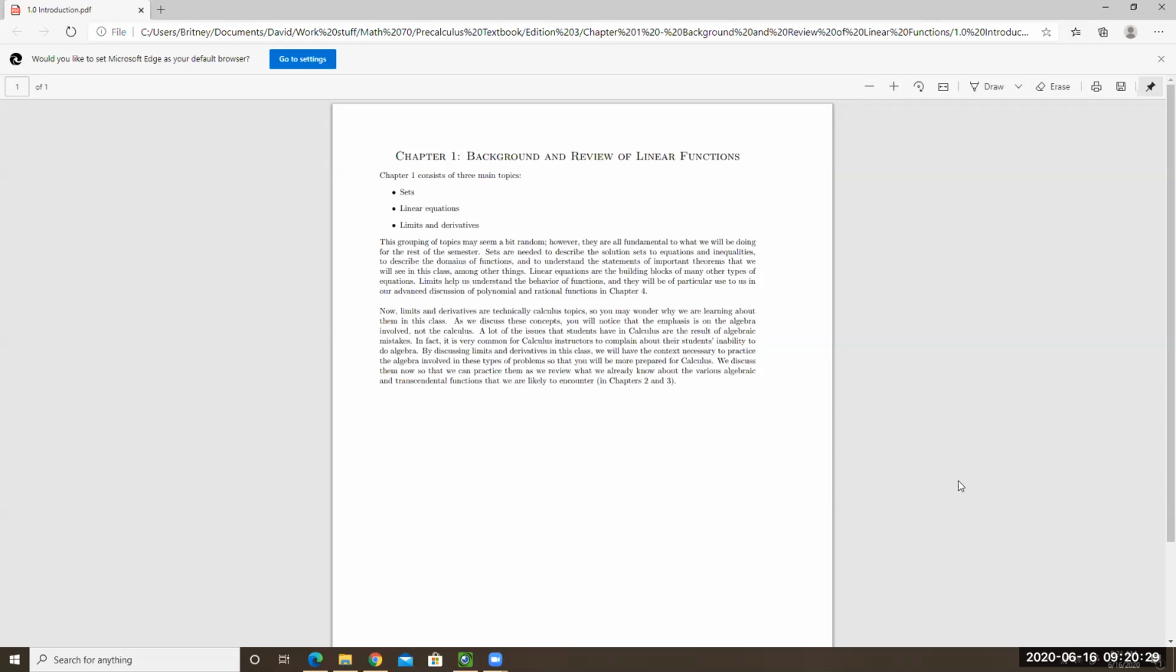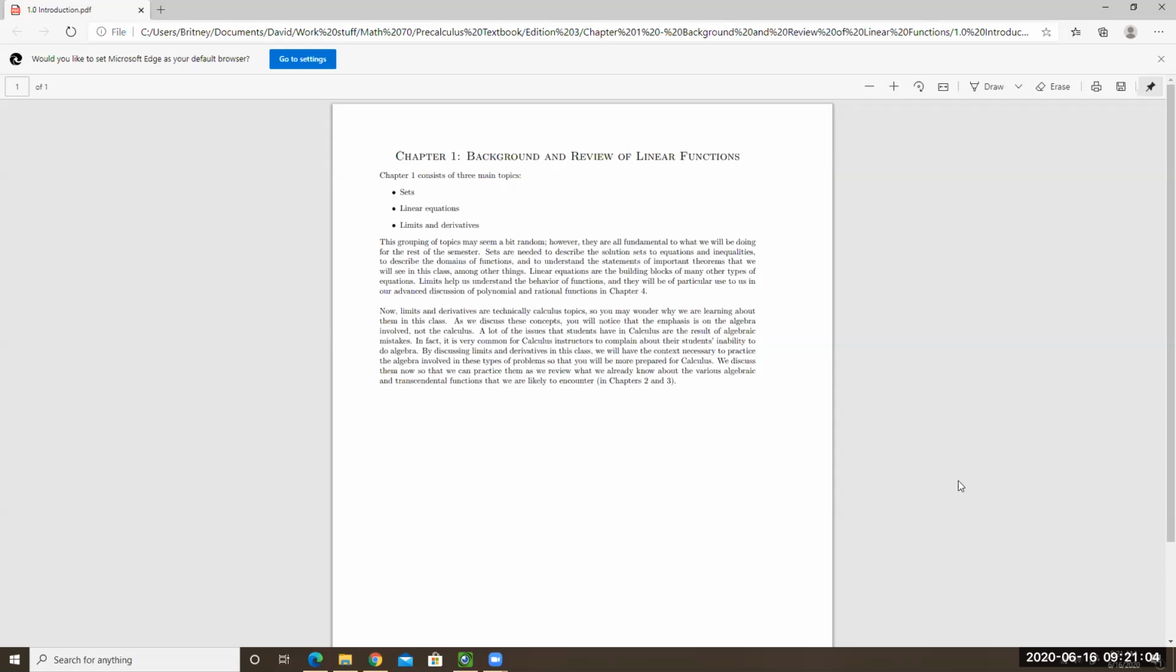That means exposing you to limits and derivatives right from the get-go, so that as we move through the rest of the course and we're reviewing different kinds of functions, we can talk about limits and derivatives as we go. Again, as far as limits and derivatives are concerned, I'm really not aiming for a deep conceptual understanding of those things. That's something that you would do in calculus. But what I do want you to know really well is the algebra behind those concepts. So that's going to be the focus in chapter 1.